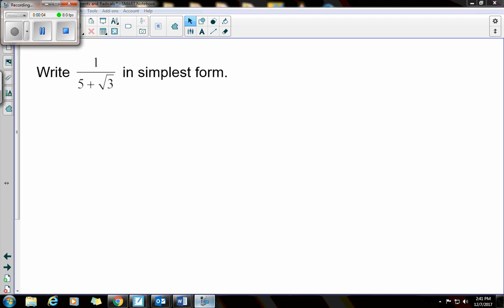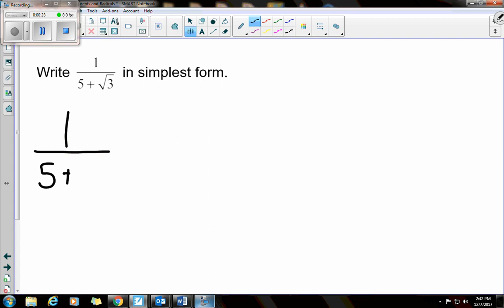All right, guys, here we go with our next example. We're working on example 4 in the notes. We're looking at write 1 over 5 plus root 3 in simplest form. Okay, so if we look at this and we take 5 plus the root of 3, let's take a look at our denominator. Okay, 5 plus the root 3.